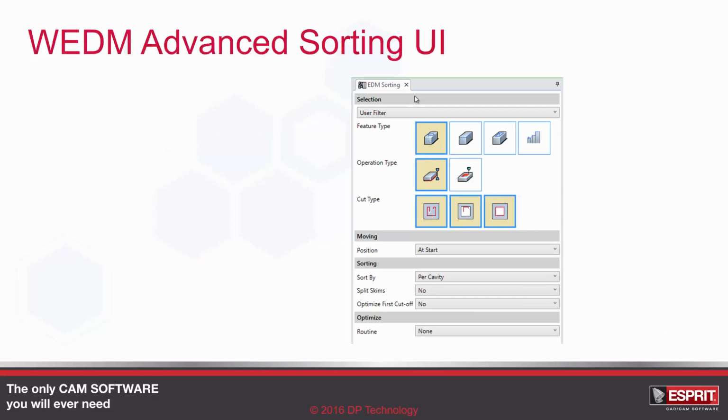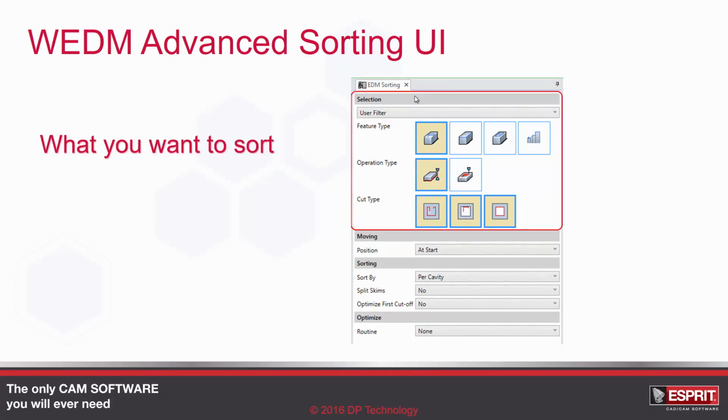You can see that our interface has changed quite a bit here. So again, trying to make it a little bit more user friendly, more straightforward on what is going on. So basically in this area we have a selection area. This is where you're going to select what you want to sort. So we either have use filter or we have manual selection. And if we use the filter, we can filter according to the feature type, the operation type, or the cut type.